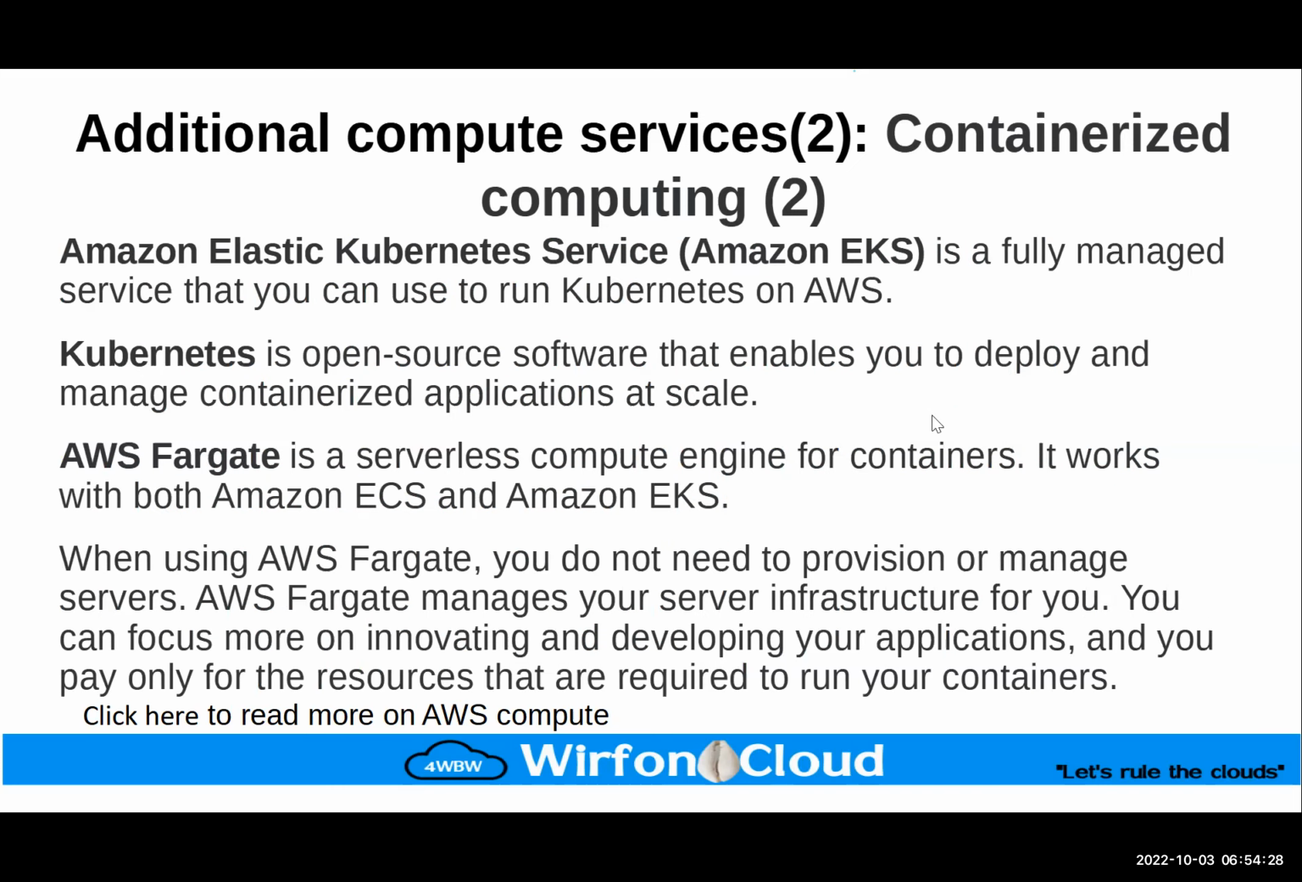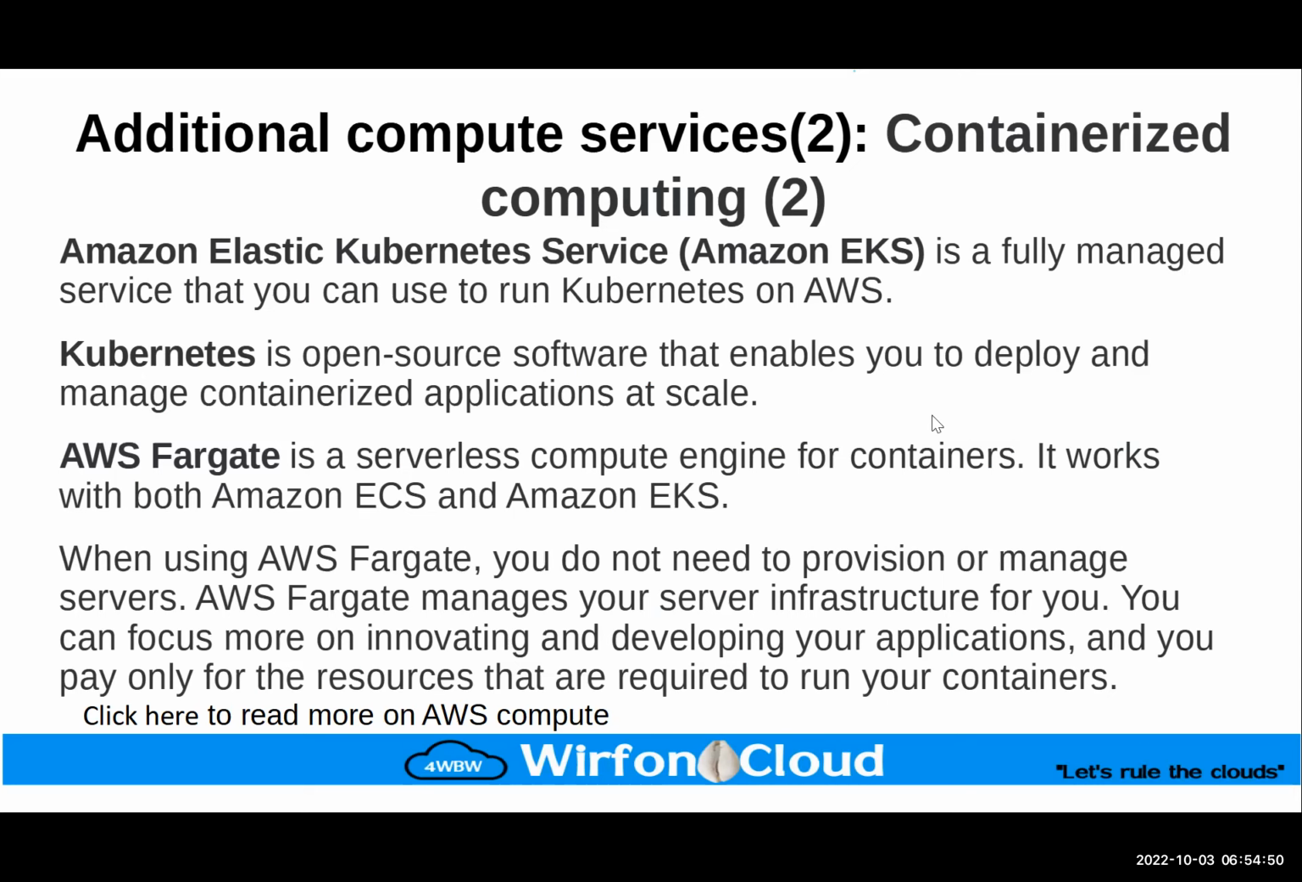Then you have the Elastic Kubernetes Service, which is a fully managed service that you can use to run Kubernetes on AWS. And Kubernetes is an open source software that enables you to deploy and manage containerized applications at scale. Then you have the AWS Fargate.